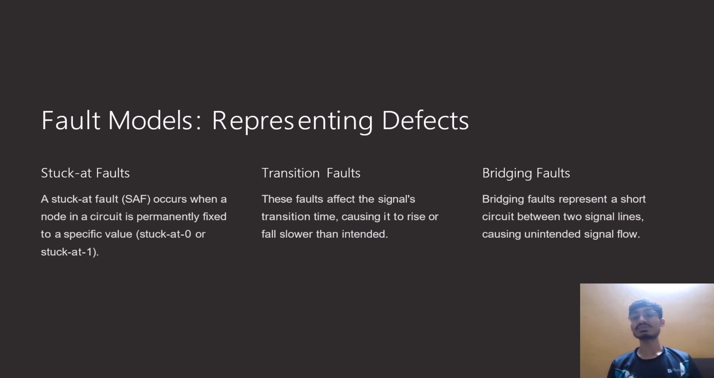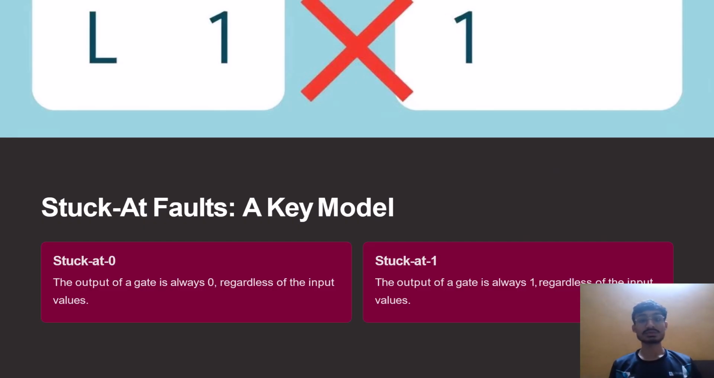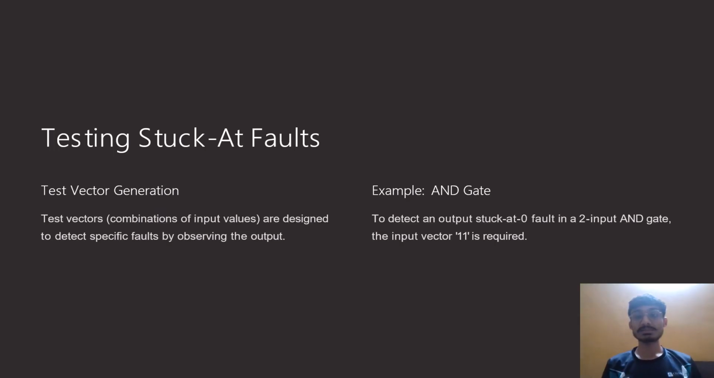Bridging faults. Bridging faults represent a short circuit between two signal lines, causing unintended signal flow. Stuck at faults, a key model. Stuck at faults is a key model which represents various stuck at models, like stuck at 0. In stuck at 0, the output of a gate is always 0 regardless of input values, and in stuck at 1, the output of a gate is always 1 regardless of any input values.